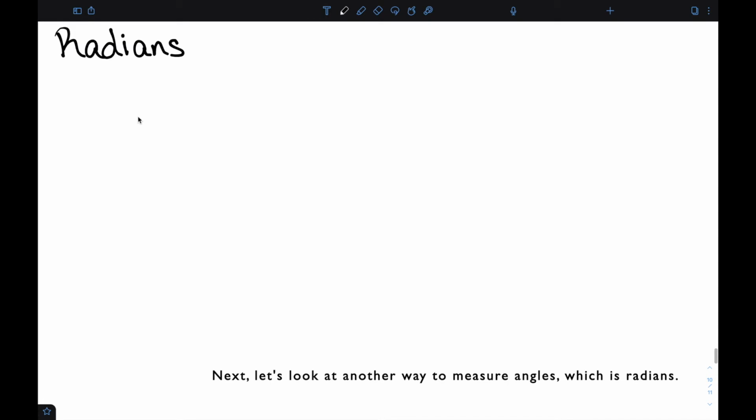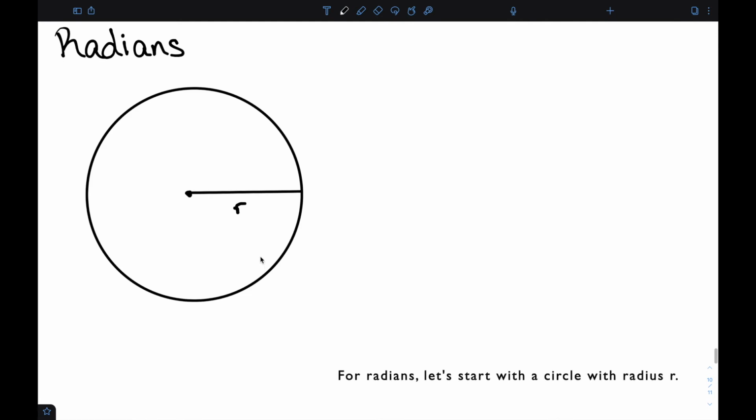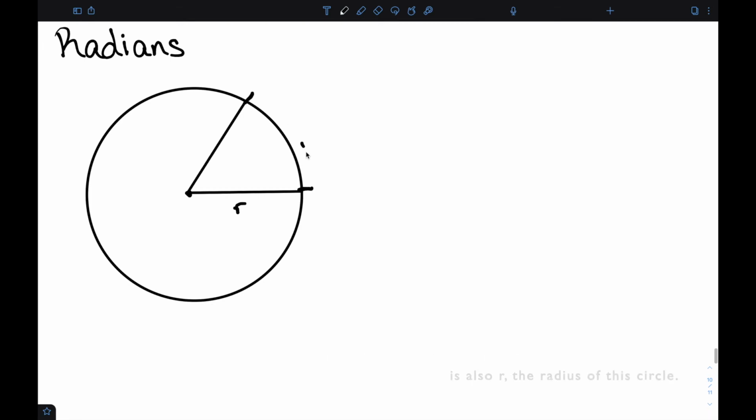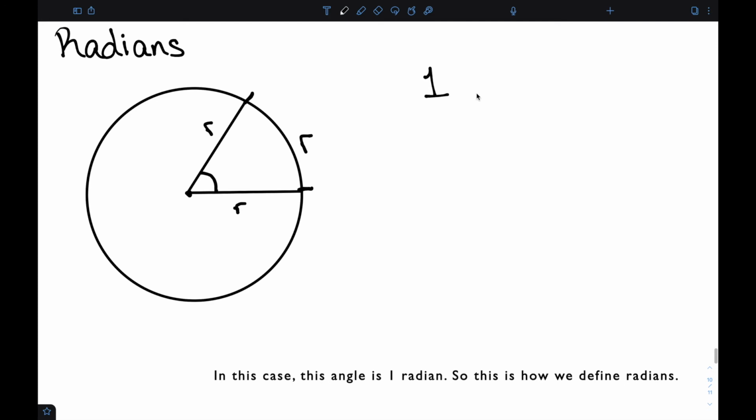Next, let's look at another way to measure angles, which is radians. For radians, let's start by considering a circle with a radius of r. We can define a central angle of a circle as an angle whose vertex is at the center of the circle. And let's suppose we purposely pick this angle so that the intercepting arc, the length of this arc, is also r, the radius of the circle. In this case, this angle is 1 radian.